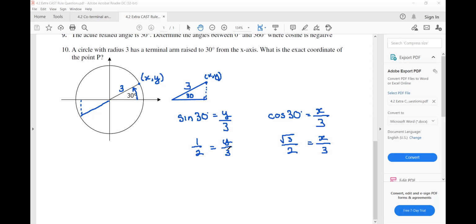Now I can get rid of the fraction. I'm going to multiply both sides by 3, and I get myself a y value of 1.5, or 3 over 2. I'm going to multiply both sides by 3 to get my x value of 3 root 3 over 2. Therefore, my point is 3 root 3 over 2, comma, 3 over 2, or 1.5.